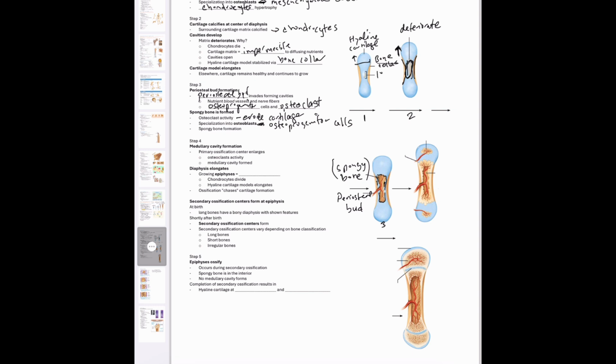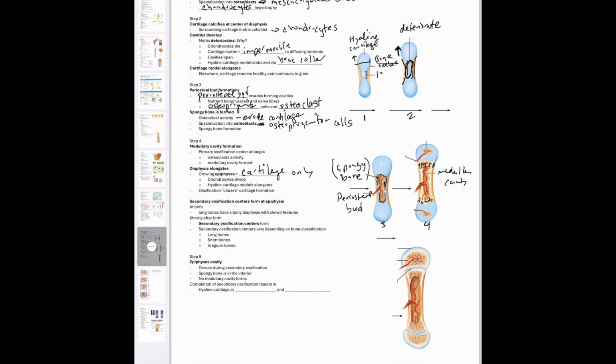Step 4, and we can see the formation of our medullary cavity. So we now have some of that osteoclast activity. They're starting to break that bone down and see how that cartilage, it's being chased in this direction, right? We're replacing that cartilage with the bone in both of these different directions. The diaphysis is elongating, what we talked about here. The growing epiphysis is going to be composed of cartilage only.